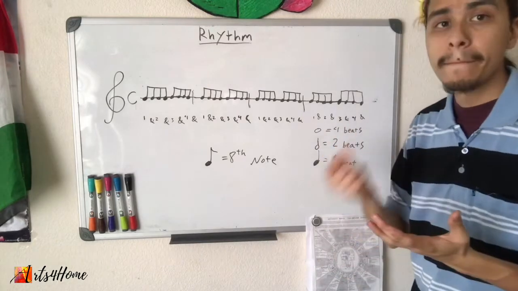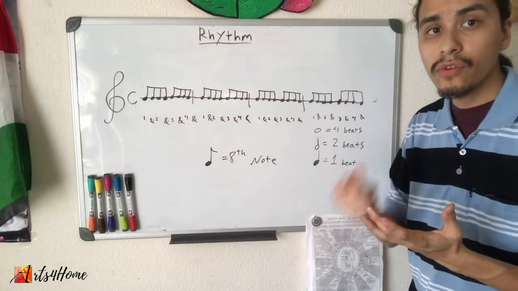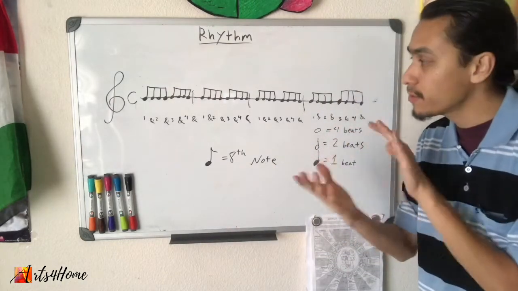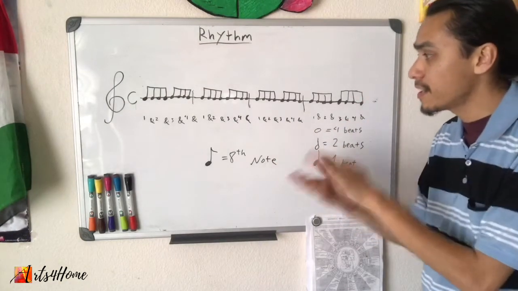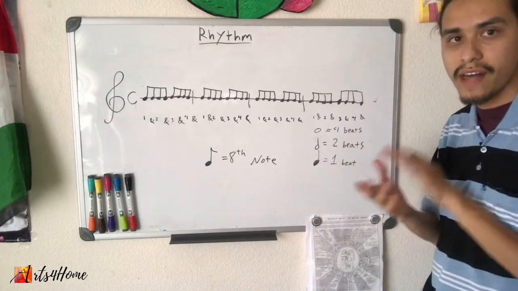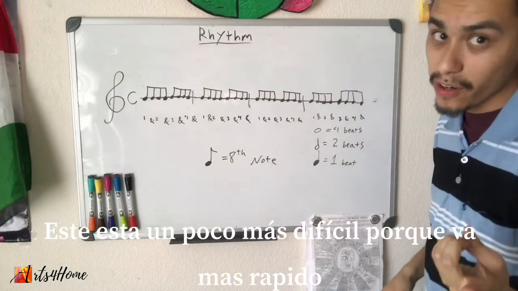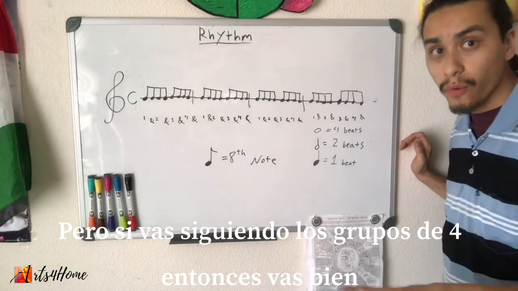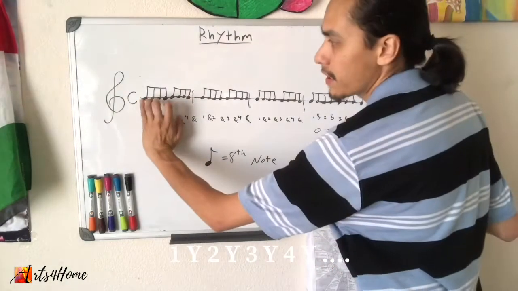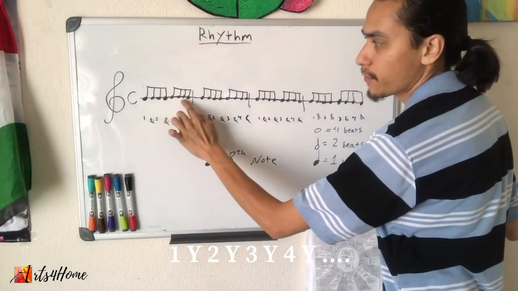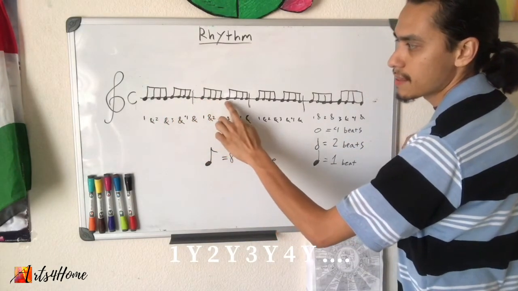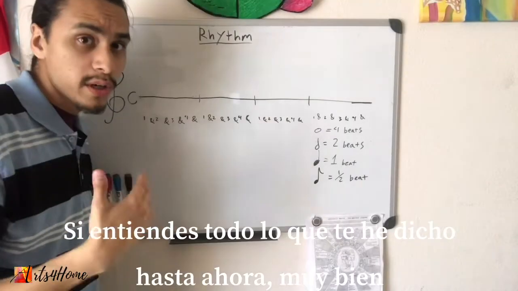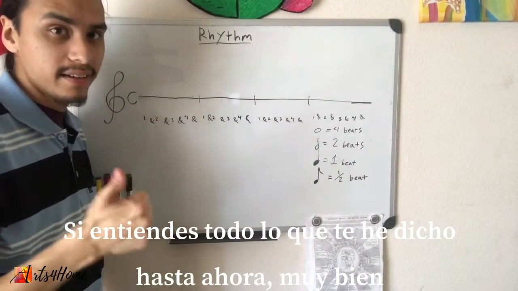Ready? 1, 2, 1, 2, ready, and 1 and 2 and 3 and 4 and 1 and 2 and 3 and 4 and. Now that's a little bit harder to follow because it goes a little bit faster. But as long as you're counting in those groups of 4, then you're fine. 1 and 2 and 3 and 4 and, just like that. And you never take your eyes off the music. So if you understand everything that I just said, then great, we can move on.